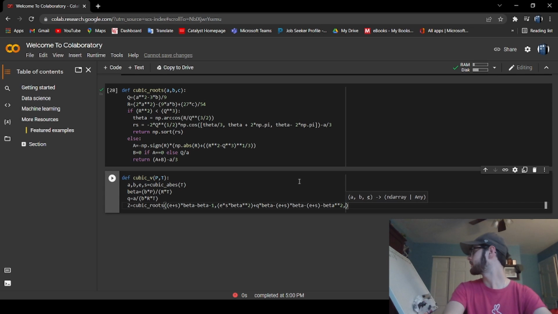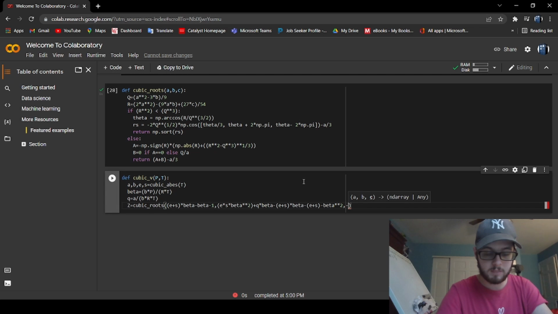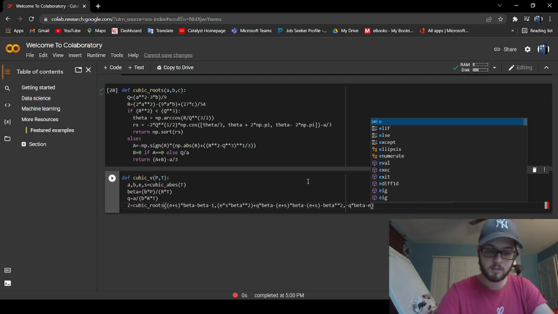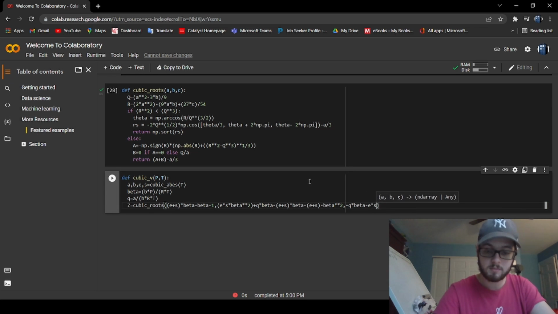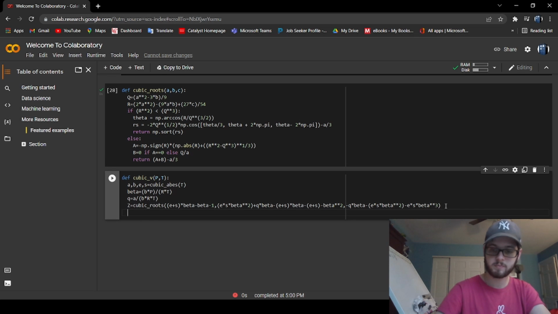And the third one is, these are all negative, so it's negative q times beta minus epsilon times sigma times beta to the second, and then minus epsilon times sigma times beta to the third. And then we want this to return V, and V is equal to Z times R times T over pressure.